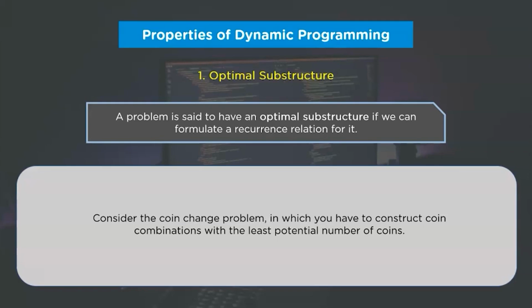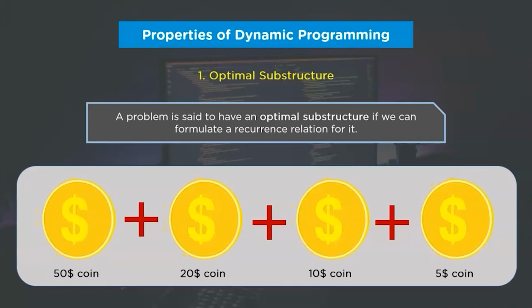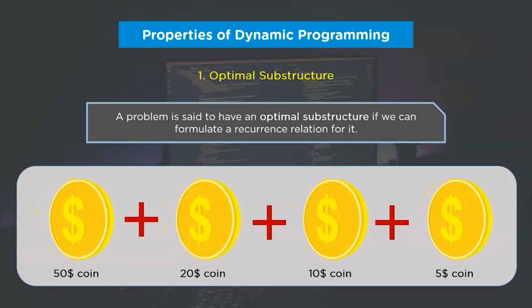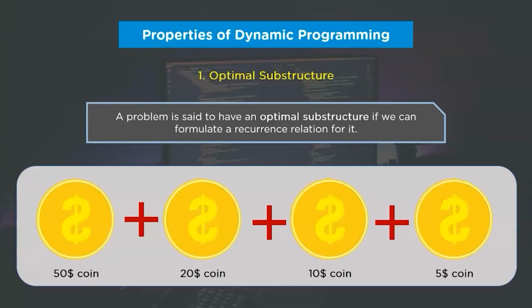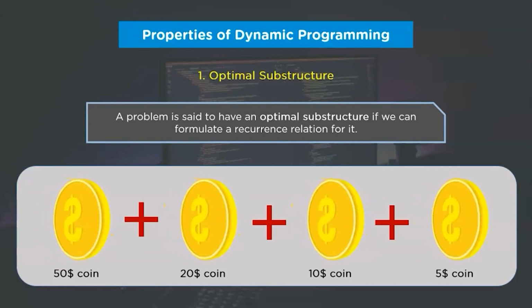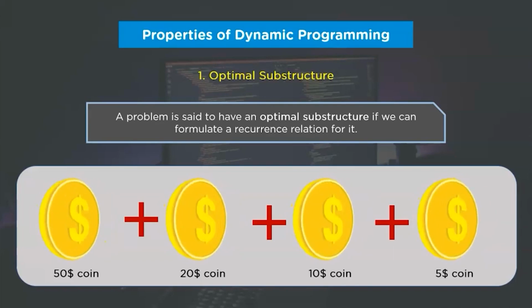Let's say we have a limitless supply of $50, $20, $10, and $5 coins, and the amount for which we need the least possible number of coins is $85. So, to formulate the solution, we'll have to traverse through all possible permutations of coins. The most logical solution to this problem is to add the coin of largest value at each iteration, which does not take us past the expected amount, that is $85.